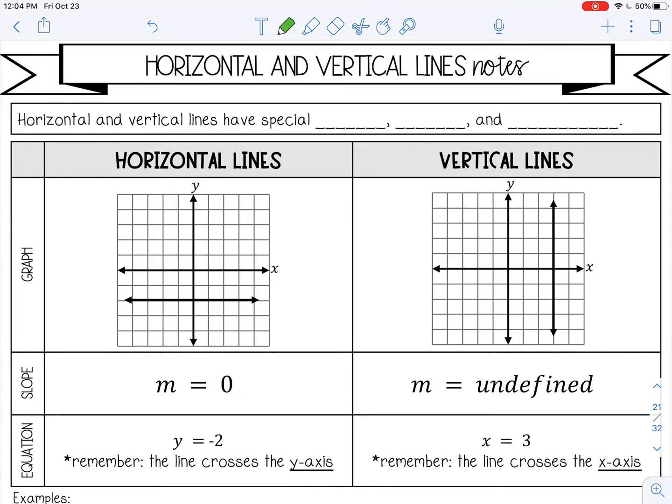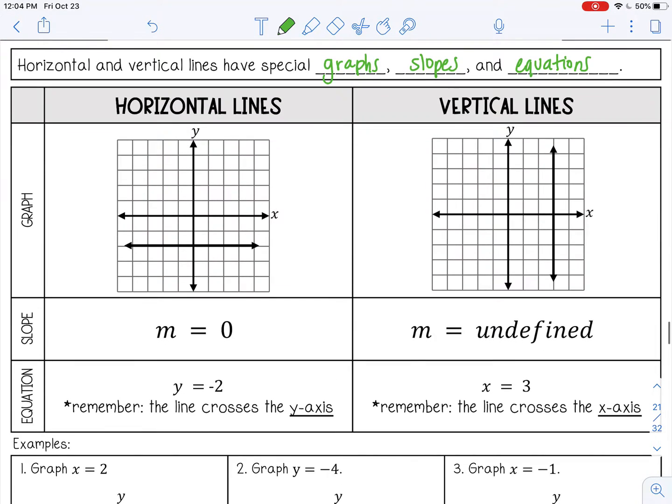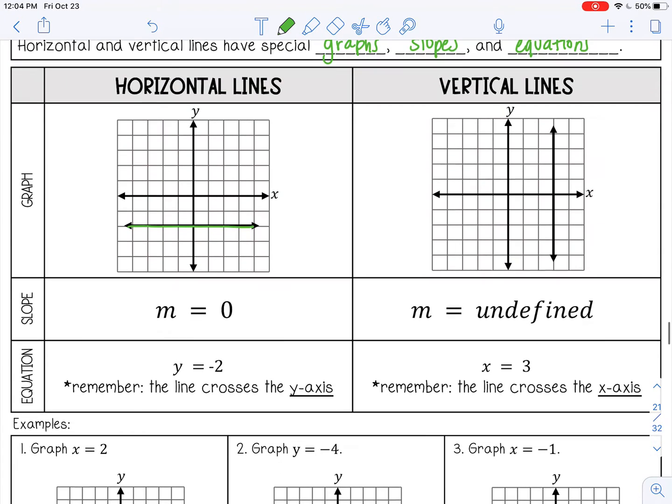Welcome to this lesson on horizontal and vertical lines. So horizontal and vertical lines have special graphs, slopes, and equations. So let's look at horizontal lines first. A horizontal line is going to be horizontal on your graph, of course. It's going to have a slope of 0.